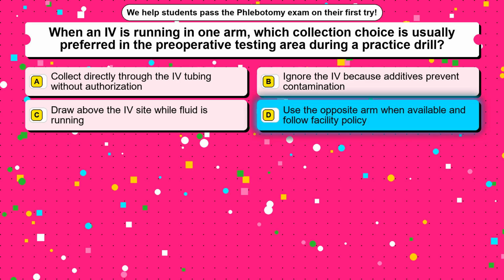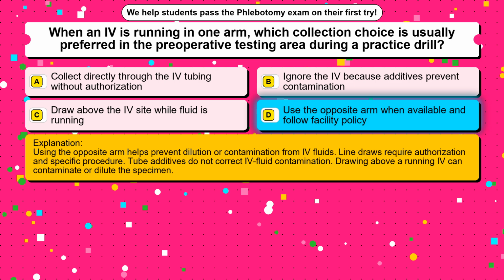The correct answer is option D. Use the opposite arm when available and follow facility policy. Using the opposite arm helps prevent dilution or contamination from IV fluids. Line draws require authorization and specific procedure. Tube additives do not correct IV fluid contamination. Drawing above a running IV can contaminate or dilute the specimen.